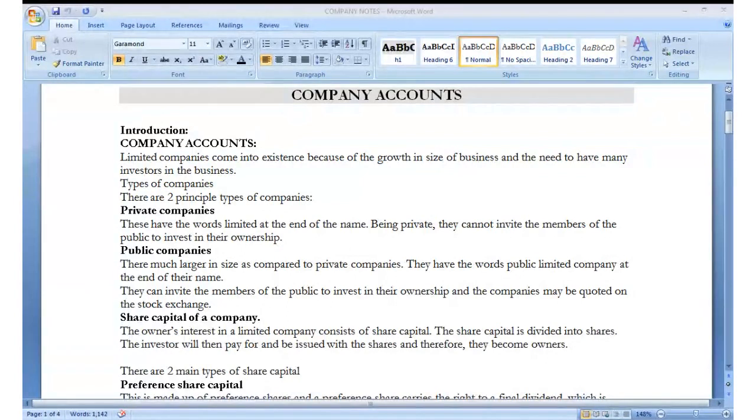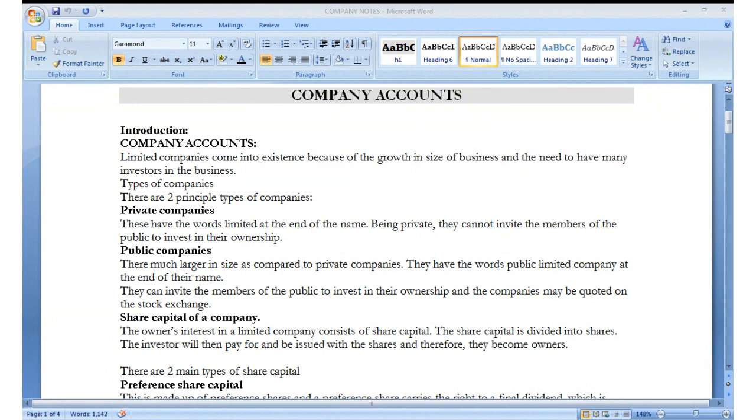So this is what I'm saying. If you buy shares of a company, you become an owner or a shareholder of that company. Now the money that you give the company as a result of buying those shares is referred to as share capital. So share capital is the money that you give to that company when you buy its shares.